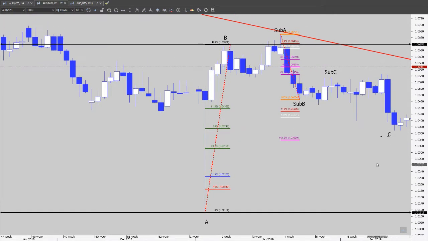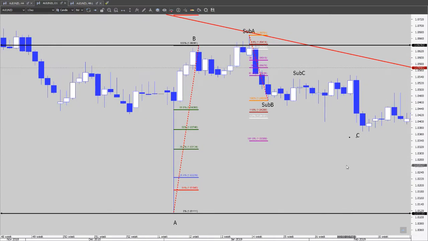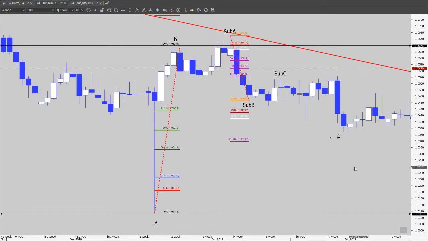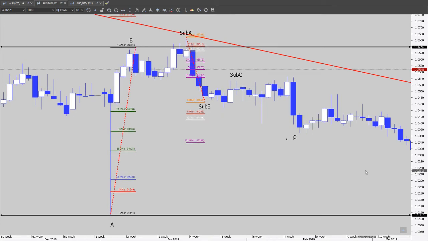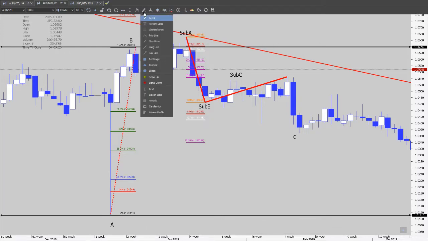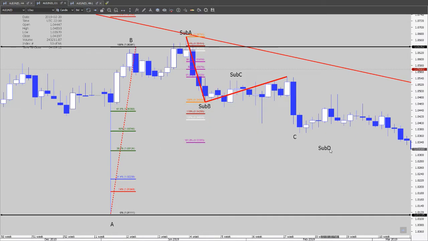Let's see if the market is going to hit our sub D extension, moving sideways, bearish candlestick formation, tweezer tops, sideways, sideways, and finally, right. And let's keep track of the contrarian this time: sub A, sub B, sub C, and where is the sub D? Sub D is down here.